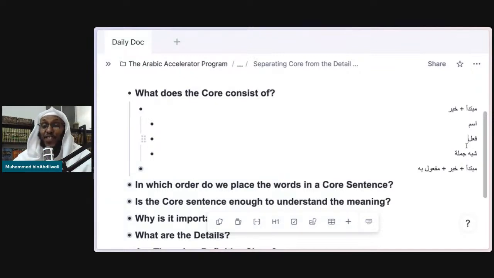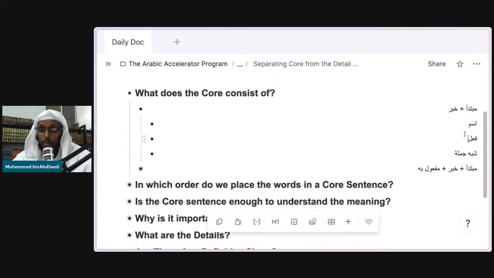Or you can have a fi'l. The khabar could also be a fi'l. So you might say, like we had earlier, أنا رأيت. Listen, أنا رأيت. I saw. رأيت is the khabar. Okay? Or it could be a shibh jumla. Shibh jumla basically is a prepositional phrase. Shibh jumla starts with a harf. And we only have a shibh jumla if we don't have an ism or fi'l.